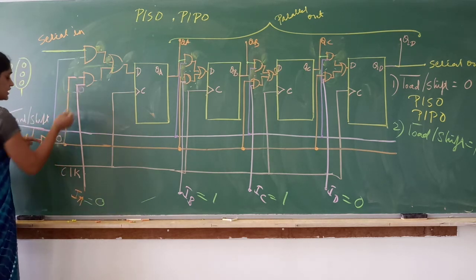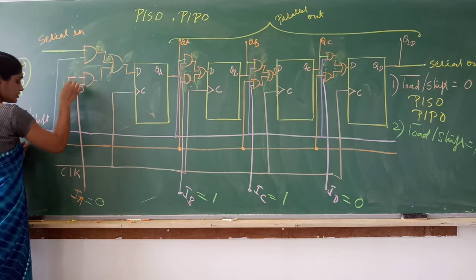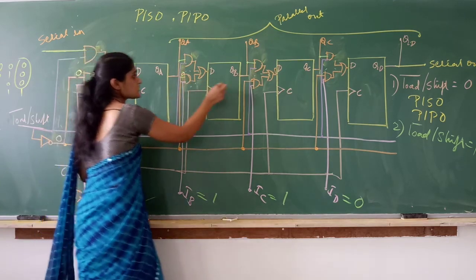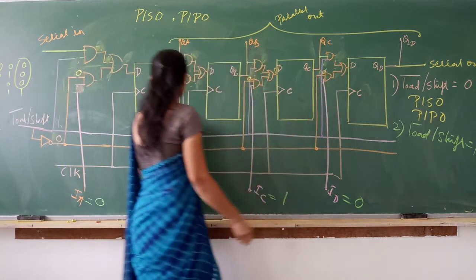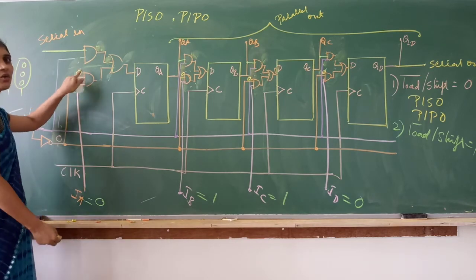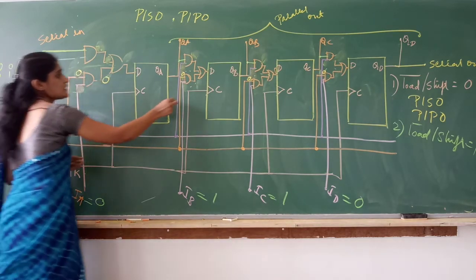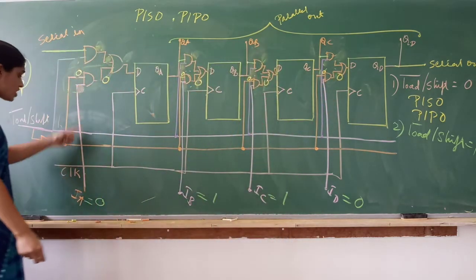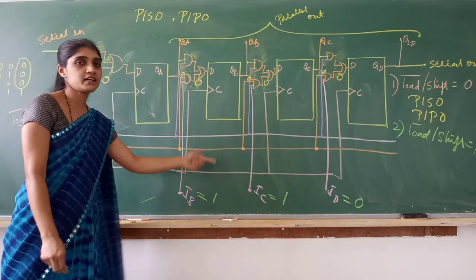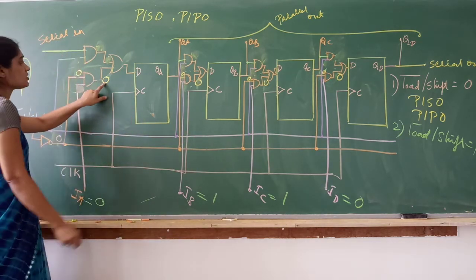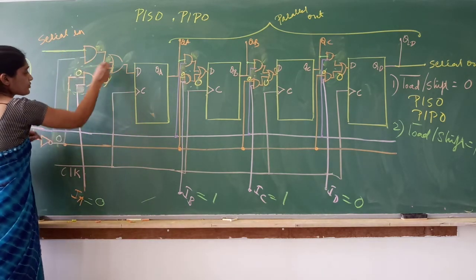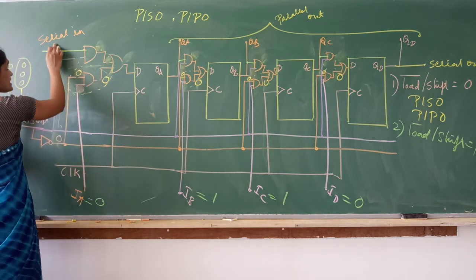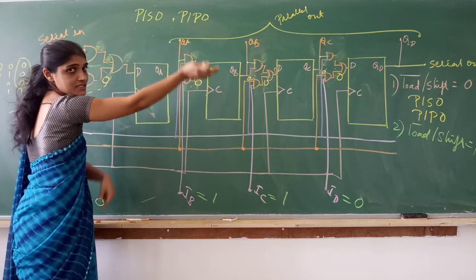That means here it is 0. So second AND gate, one input is 0. So if any one of the input to the AND gate is 0, what is the output? 0. That means this AND gate is not depending on parallel inputs IA, IB, IC, ID. It is not depending on that. It is 0. That means this AND gate is not going to work. So you don't get parallel in parallel out, parallel in serial out. Now your circuit will be working as serial in parallel out or serial in serial out.